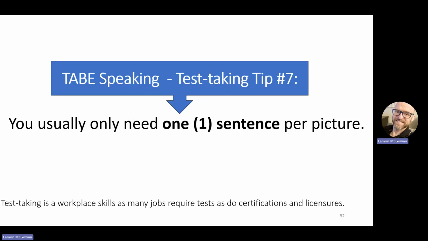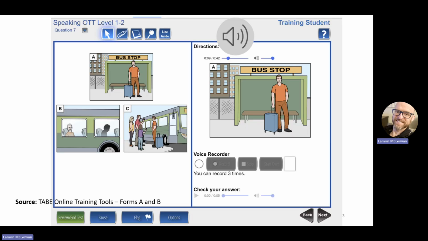All right, TABE test taking tip number 7 for speaking. I mentioned earlier shorter answers. You usually only need about 1 sentence per picture. Now, that could change if they're being asked to give directions using a map of a building or map of a downtown area. But when you see 2, 3, 4 pictures, typically it's 1 sentence per picture. Here, we see how many pictures? 3. Let's listen.